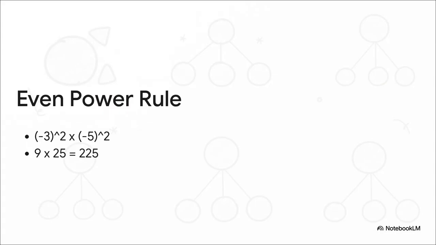Let's apply that exact rule to the fourth bit, minus 3 squared into minus 5 squared. Look at the powers. Both are 2. Is 2 even or odd? It's even, right! So both bases safely become positive. Minus 3 squared becomes a positive 9. Minus 5 squared becomes a positive 25. Now just calculate 9 into 25, which beautifully equals 225.